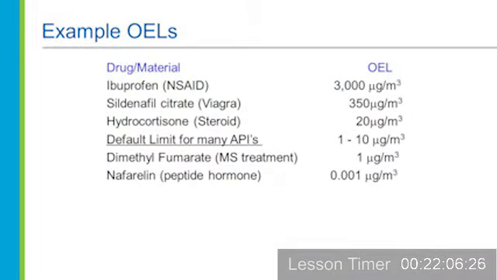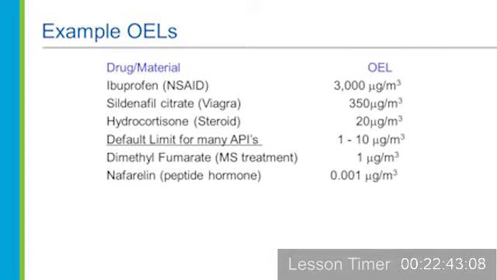So as you can see on the slide, here are a few examples I can show you for some of the common pharmaceutical products that I just kind of grabbed off the internet. You can see there's a wide variety ranging anywhere from 3,000 micrograms per cubic meter for ibuprofen all the way down to 0.001 micrograms per cubic meter of air for this peptide hormone called nafarelin. Many of the pharma products we're going to be working with are certainly in between those. Those tend to be the outliers. Most of them are going to be in the range between 1 to 10 micrograms, maybe even a little bit less than that.